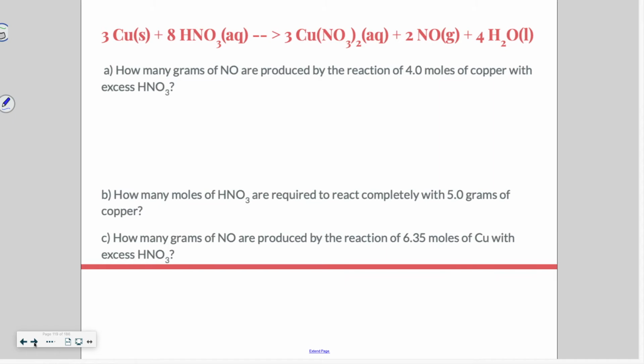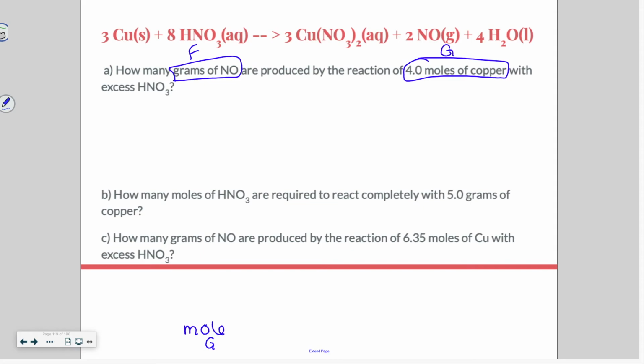How many grams of NO are produced, so that's my find, by the reaction of 4 moles of copper? We've already got our equation. It's got coefficients. If you see coefficients, it's most likely already balanced for you. All right? So I'm going from what? Moles to grams. Notice, now that we have the full chart, we can start anywhere.